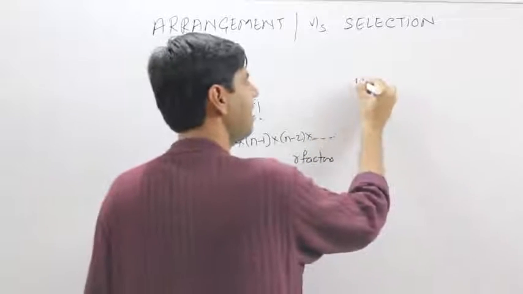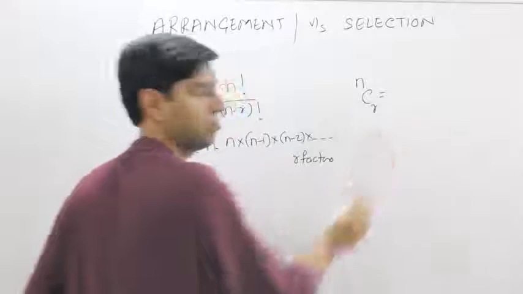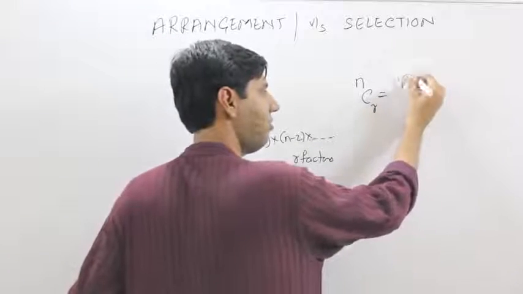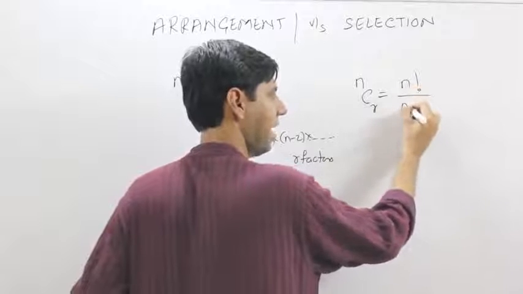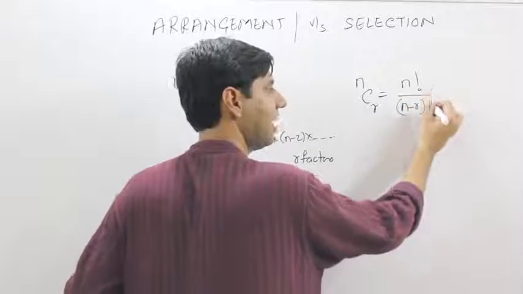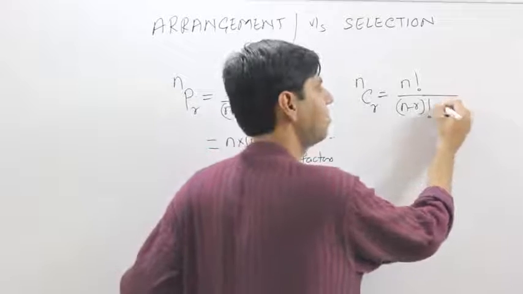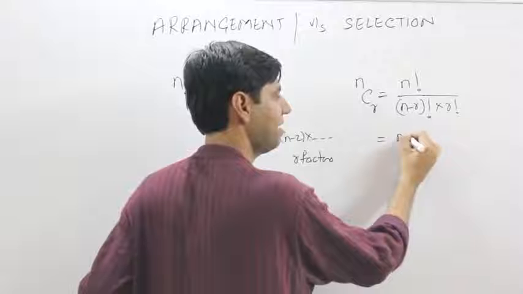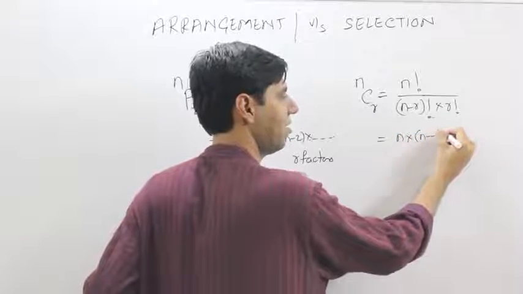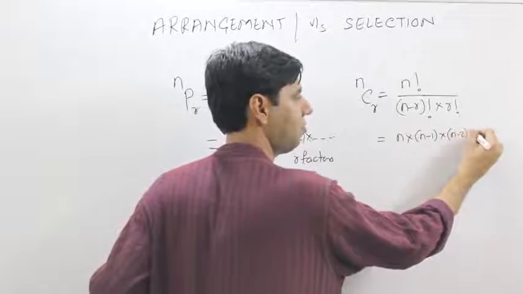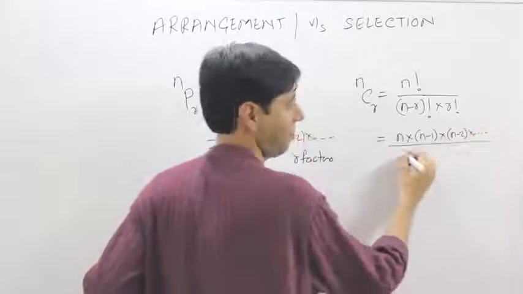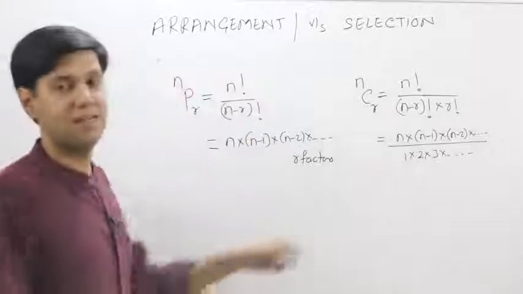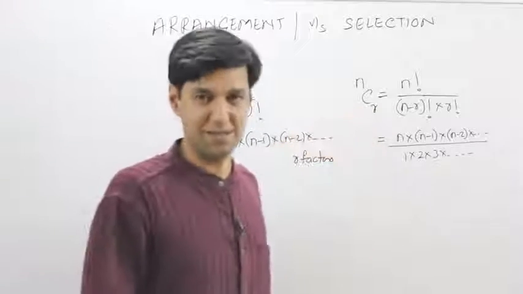Similarly, NCR, the formula should arrive from NPR itself. Write the NPR itself. By definition, it is going to be N factorial by N minus R factorial. We divide it further by an R factorial, so into R factorial. And to calculate, we do the same thing, N into N minus 1 into N minus 2 and so on over R factorial. R factorial is nothing but 1 into 2 into 3 and so on. It is understood that the numerator and denominator will have R factors over there.